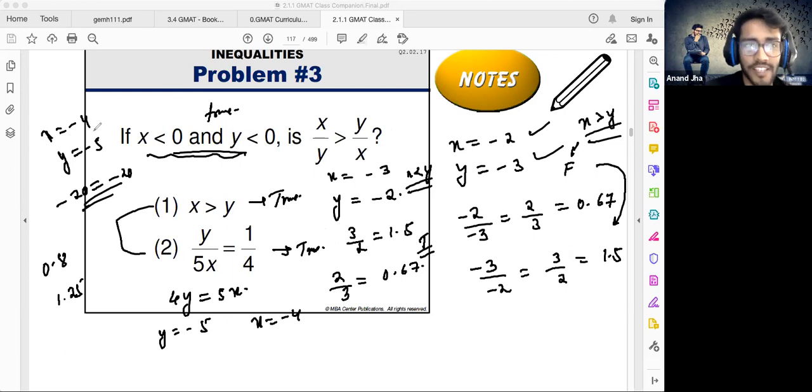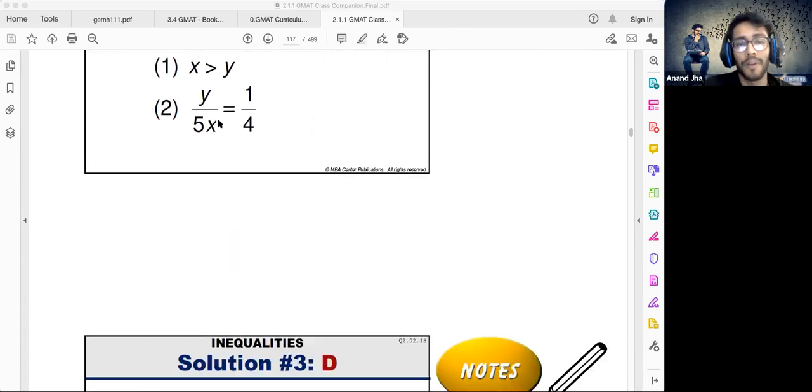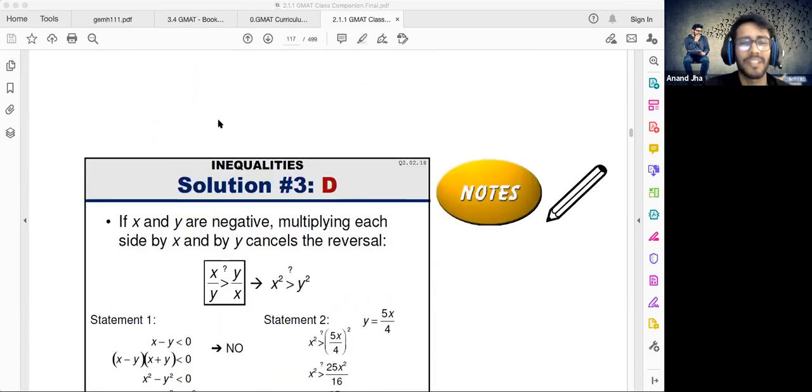Right? I took x equals to minus 4, y equals to minus 5. x greater than y, correct. y by 5x equals to 1 by 4, that also is fine. But in that case, x by y was not greater than y by x, because x by y is 4 by 5, 0.8, and y by x was 5 by 4, 1.25. So that was not the case. That's why see the condition properly. But they should have given an option here.